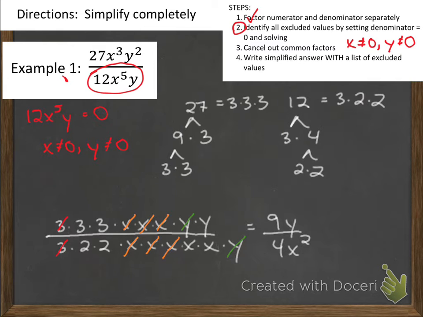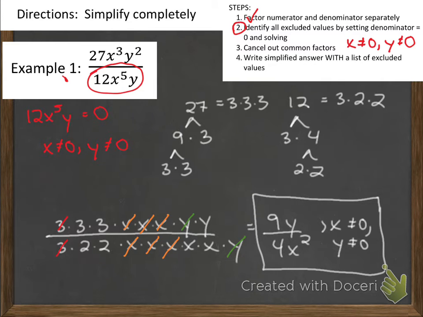Now, we're almost done. The last thing we need to make a note of is that x cannot be equal to 0 and y cannot be equal to 0. So this is our complete answer. And now we're done.